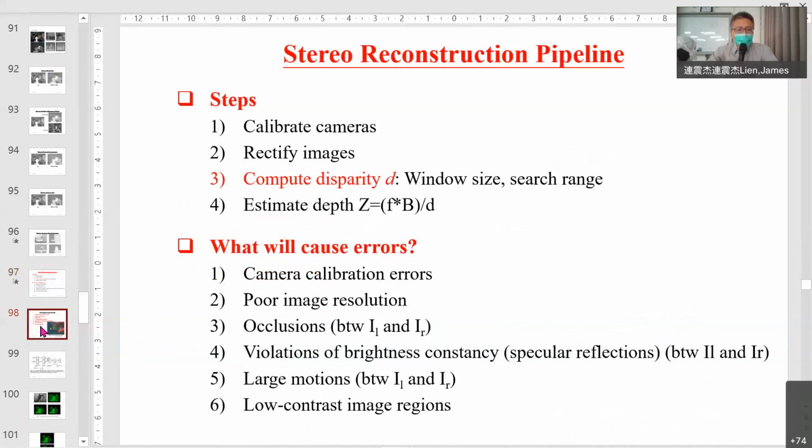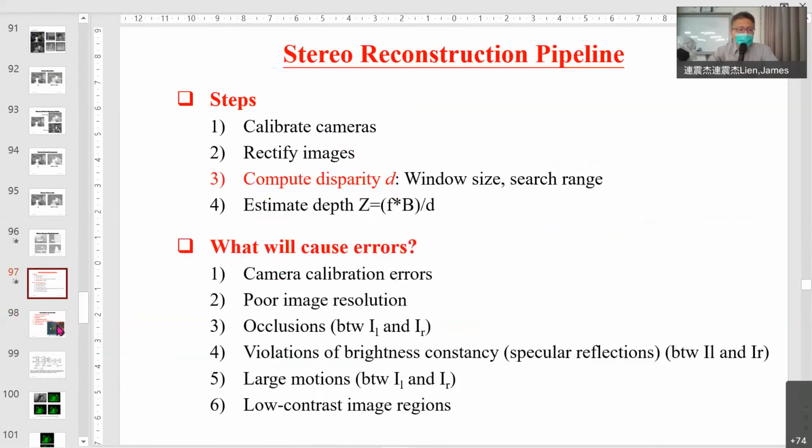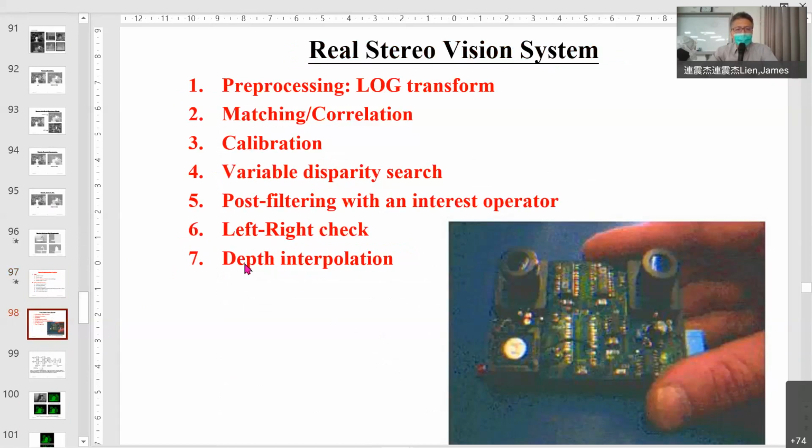And this is page 97 and 98. Page 97 is about the steps for camera calibration, but for the detail it should be page 98. This is the basic stereo process. We try to find corresponding points, we calibrate, and we find a disparity. And there's an important step we call the left-right check.